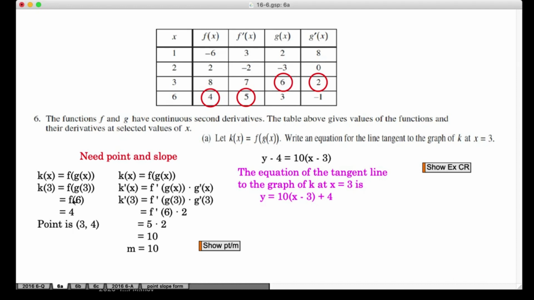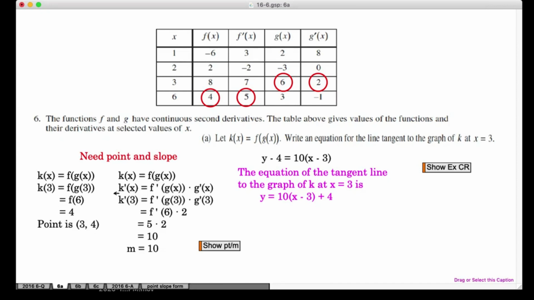So you take g of 3 out and plug in 6 as its value in its place. Now we want f of 6. You go up to the table, x is 6, and go across to f of 6. f of 6 is 4. So the point is x is 3, y is 4. There's the point.